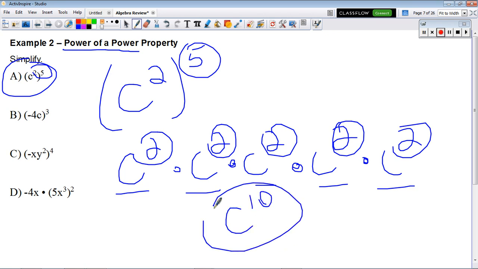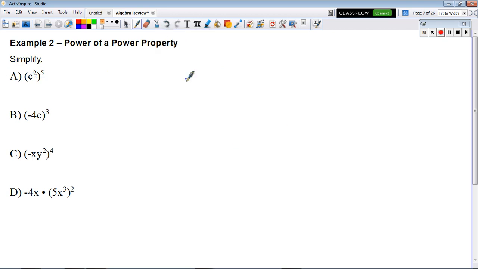Well, the shortcut is whenever you have double exponents, meaning you have parentheses with an exponent on the inside as well as the outside, just multiply the two exponents together and call it, in this case, c to the 10th. So for part B, I have negative 4c, and then the whole thing is being cubed.